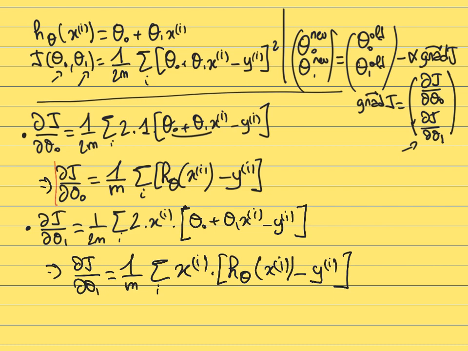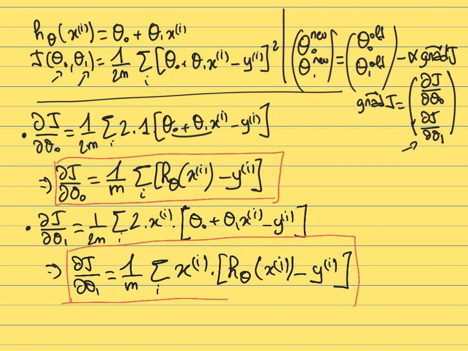You have the value of the gradient with respect to theta naught and the value of the gradient with respect to theta 1. Now these expressions allow you to calculate at each step how the values of theta naught and theta 1 are changing.